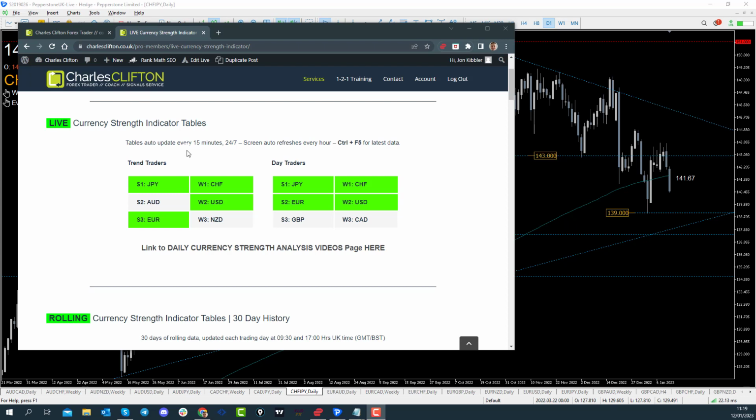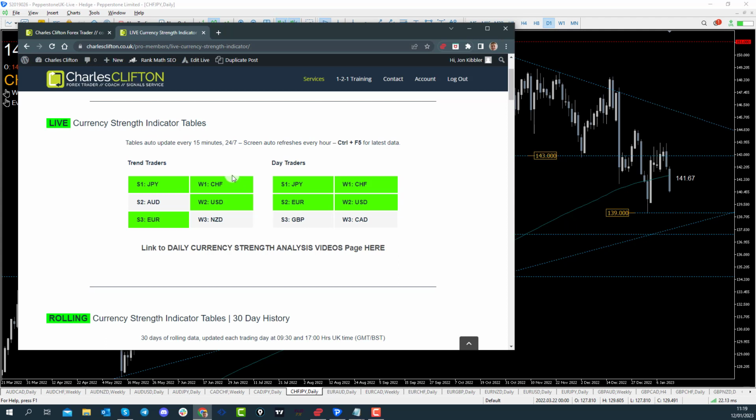Here we have two types of tables in front of you using the same studies but on different time frames. The currencies highlighted in green show there's a confluence between the trading time frames, offering us some trading opportunities. Remember, the tables auto update every 15 minutes, 24/7, meaning our members can access real-time data any time of day or night, anywhere in the world.